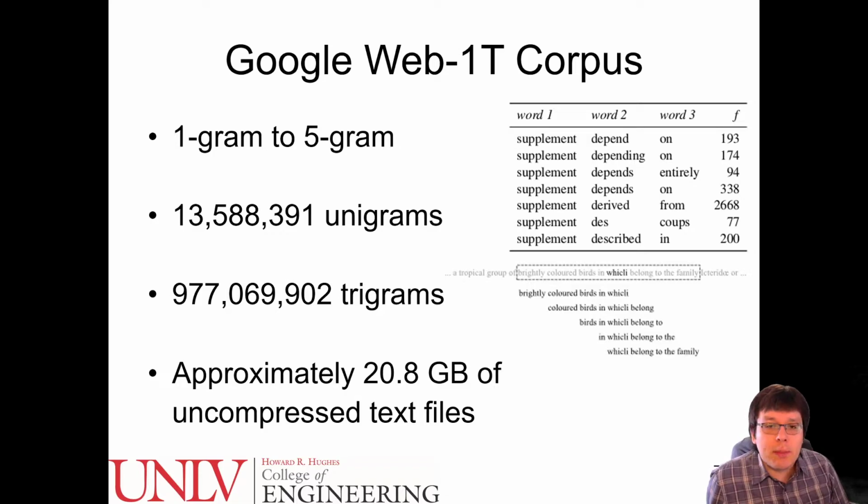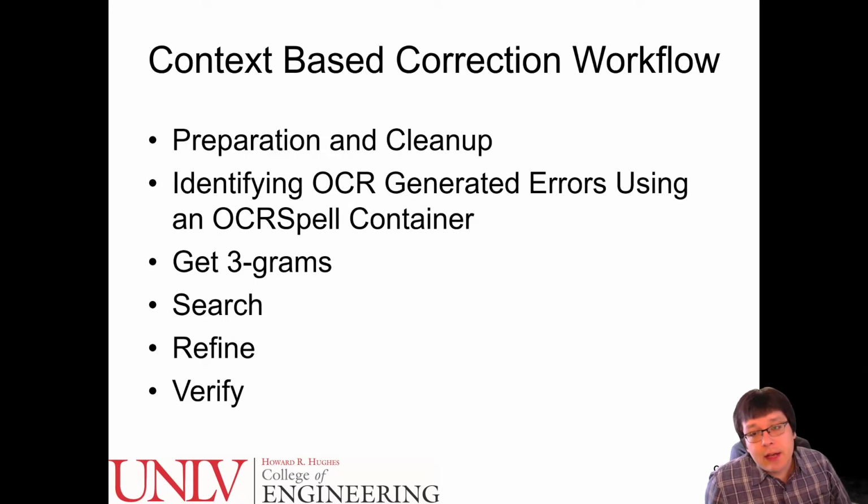Suppose that the word depend is misspelled, but the word supplement and the word on before and after are what we're going to use as context. Then we look in our chart and see how many possible words appear that have word 1 as supplement and word 3 as on. We have the word depend, depending, depends, and there's probably more. Ultimately, those are what we use to generate candidates, and then we refine and verify. How do we verify?